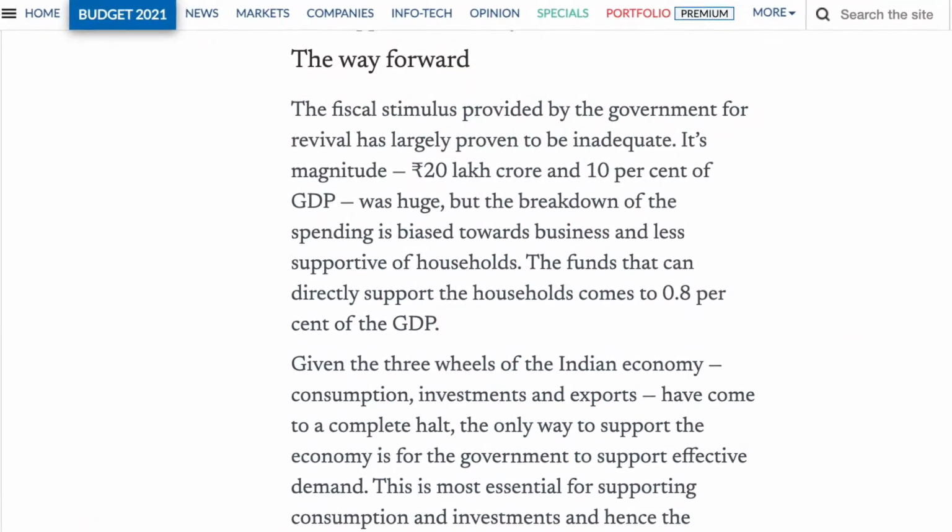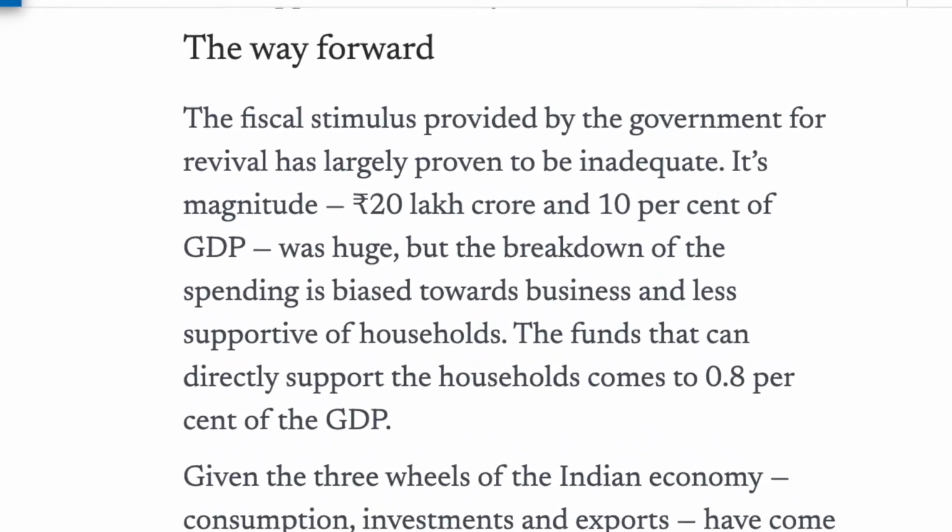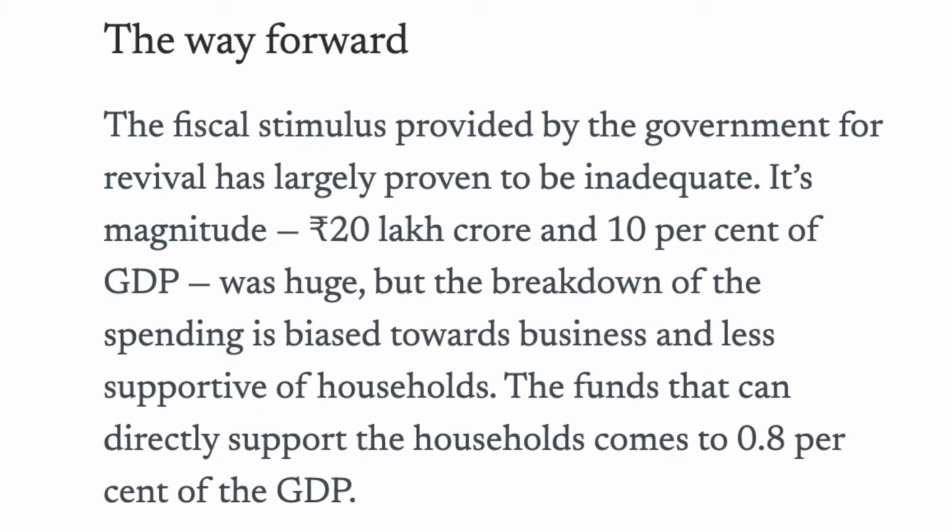Further, reports suggest that the breakdown of spending is biased towards businesses instead of households, with the amount of funds that can directly support households making up 0.8% of the GDP, while the entire stimulus package made up close to 10% of the GDP.